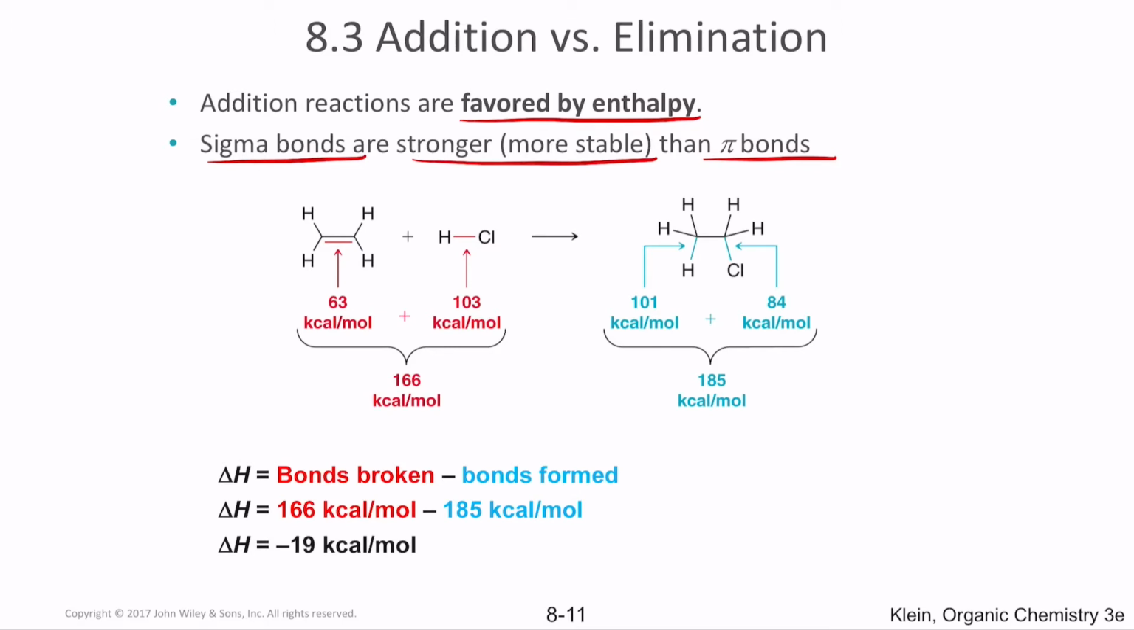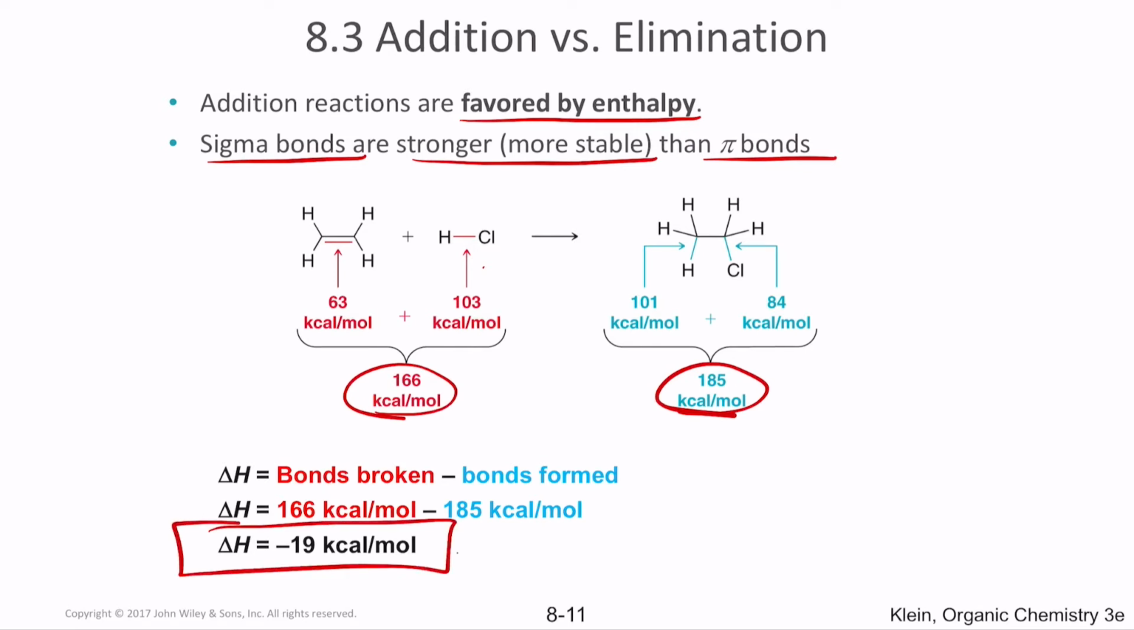For example, if you take a common addition reaction here of adding ethylene to HCl, you have 166 kilocalories per mole of energy on the left side. On the right side, you have 185 kilocalories per mole. We notice that delta H here is negative, which means that this reaction is exothermic. Because this reaction is exothermic, it is generally the one that is more favorable.